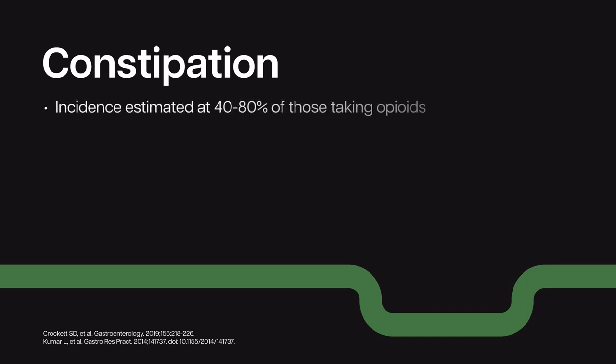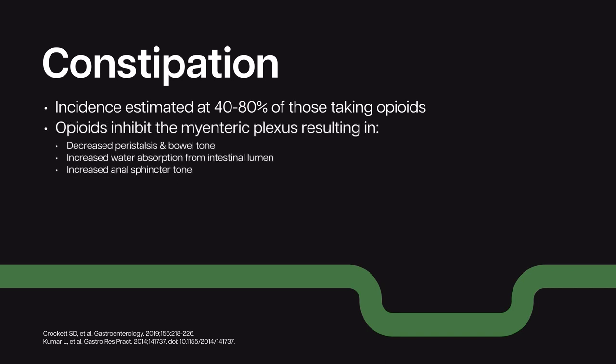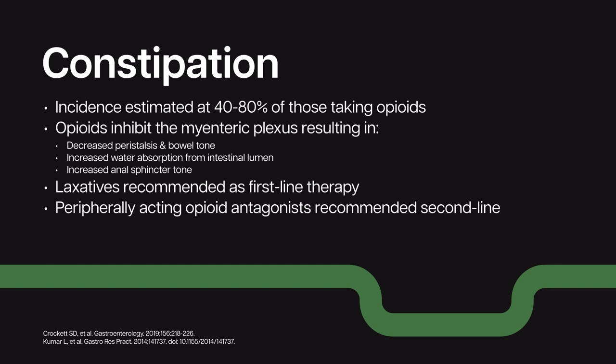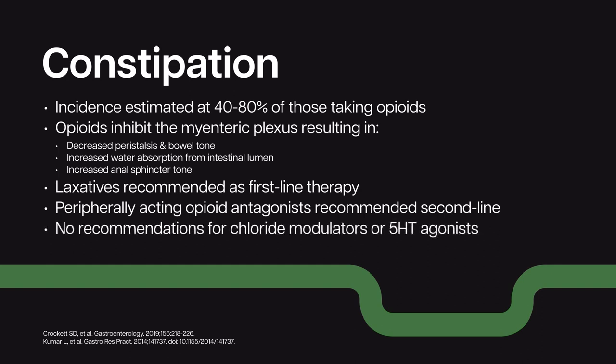Constipation. 40 to 80% of those taking opioids are estimated to experience constipation. Opioids inhibit the myenteric plexus, resulting in decreased peristalsis and bowel tone, increased water absorption from intestinal lumen, and increased anal sphincter tone. Laxatives are considered to be the first-line therapy, followed by peripherally acting opioid antagonists as the second line.